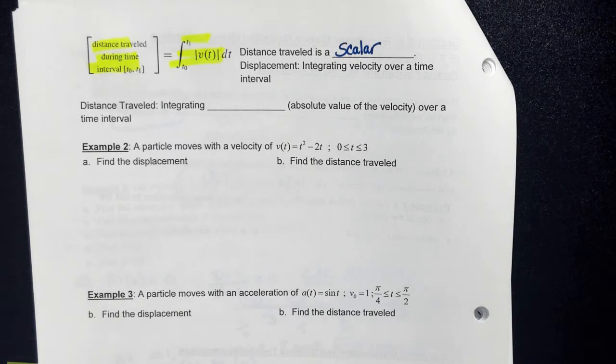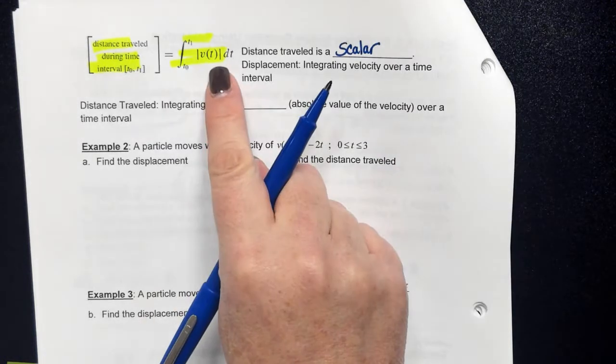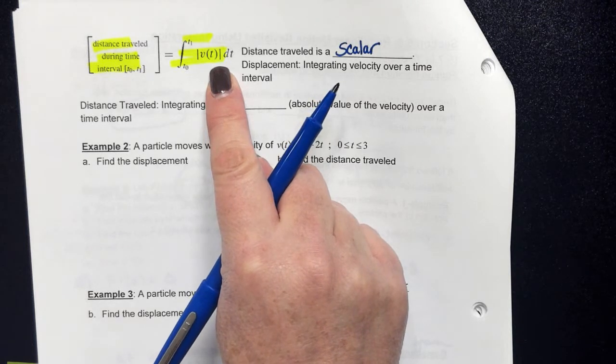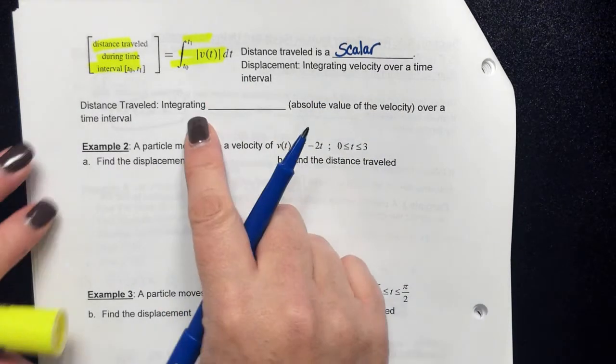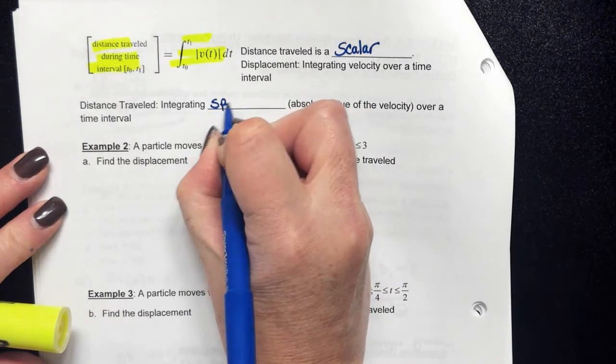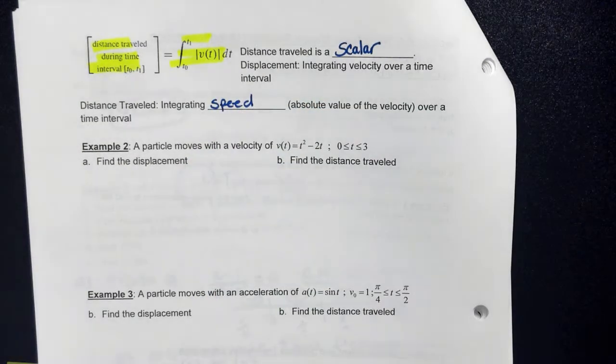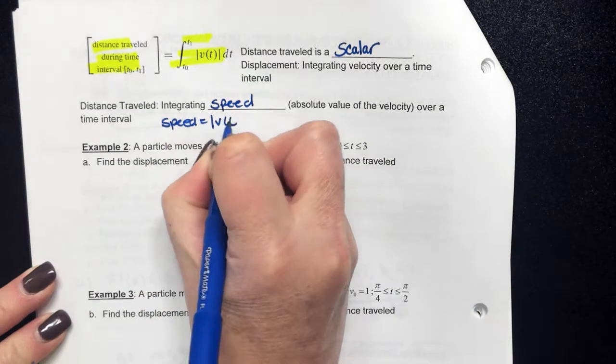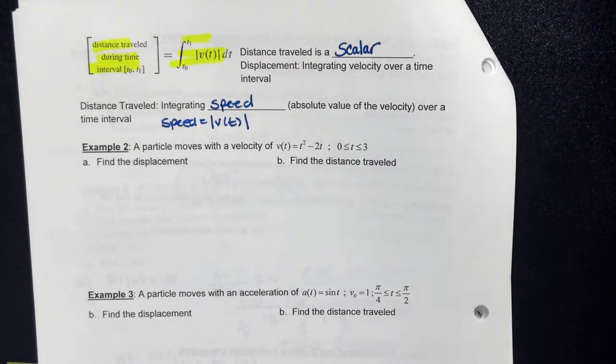Total distance traveled, remember, you're going to integrate the absolute value of the velocity function, which is when we talked about total area a couple days ago. Distance traveled, remember, you're in essence integrating your speed function. Remember, speed is equal to the absolute value of the velocity function. So to find your total distance traveled, you're actually just integrating your speed function.